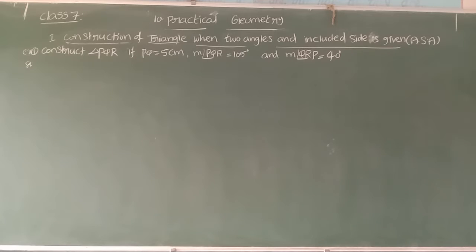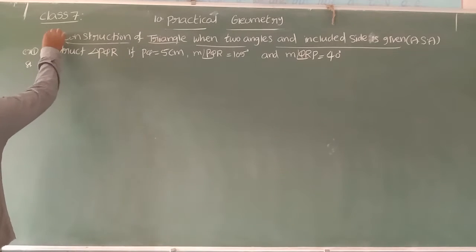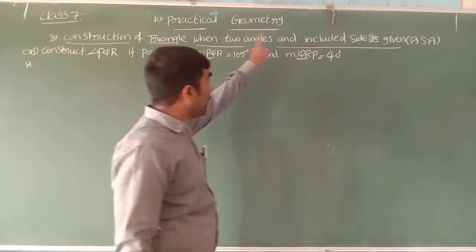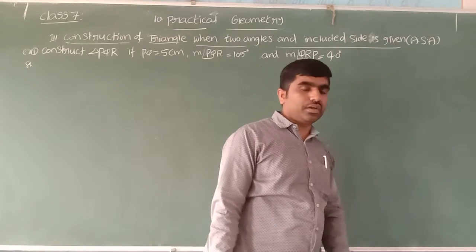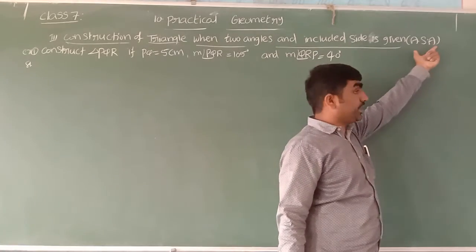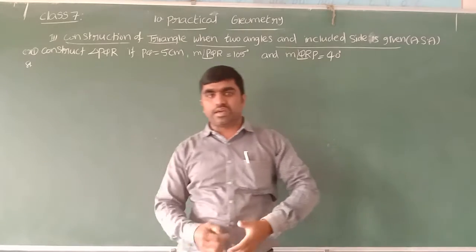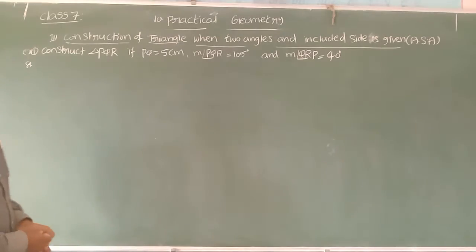Yes, children, we have the next, third concept. We'll see again the third way to construct a triangle: construction of a triangle when two angles and the included side are given. So when we know the measure of two angles and the length of the included side, how can we construct a triangle? Let's see with the help of one example.